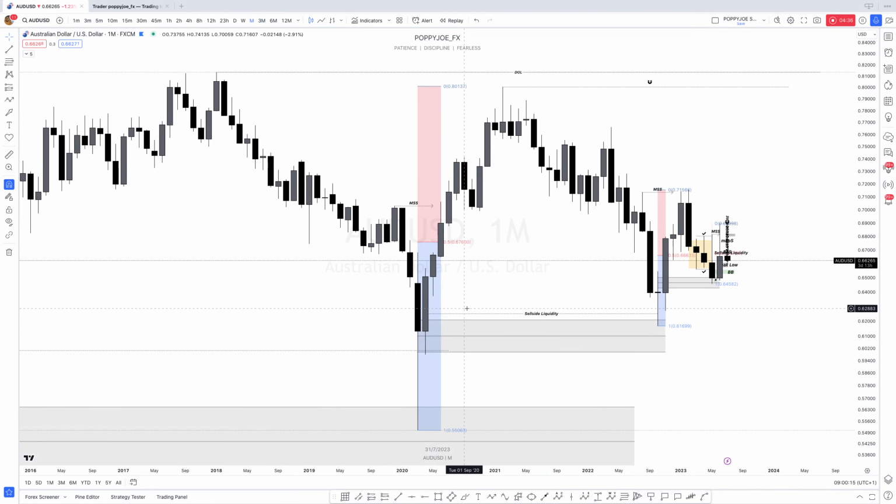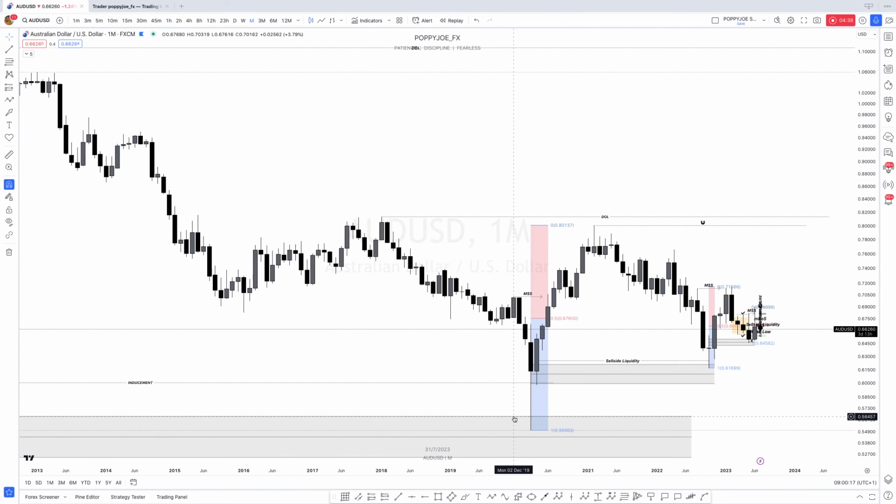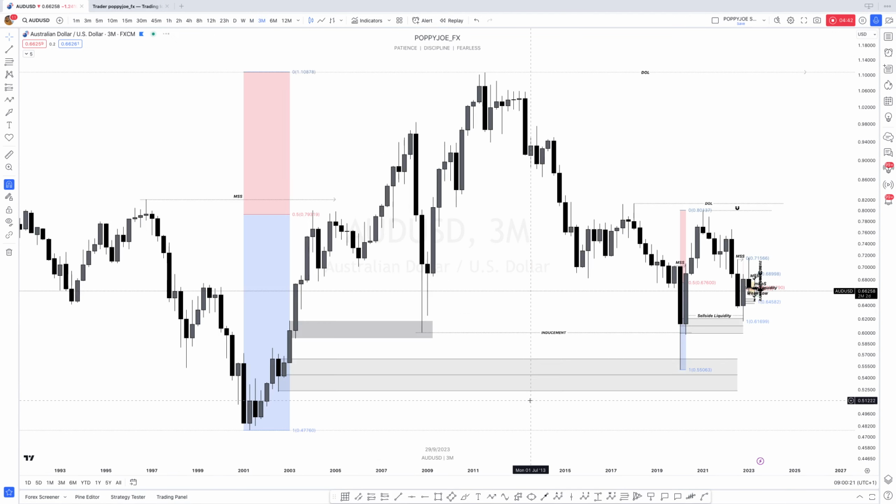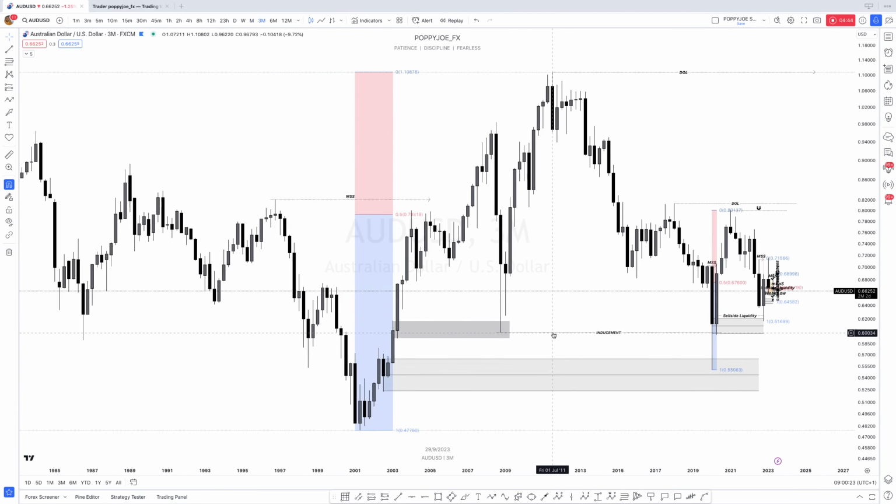So we saw that mitigation, which is this one here, the one that was mitigating this demand. You can see across all time frames here, the market was not closing below that liquidity point. That's one of the ways you can validate a true inducement. The market never closed below it. Even though it was very long.